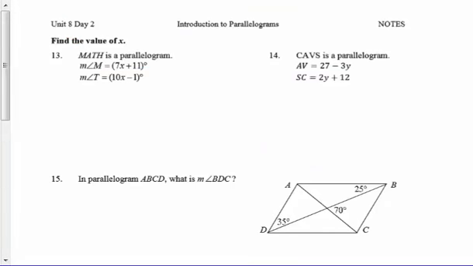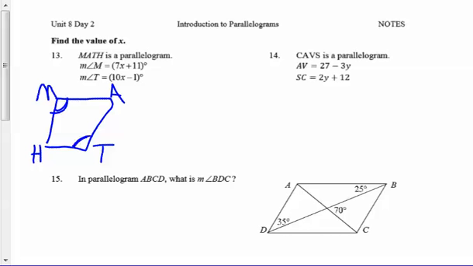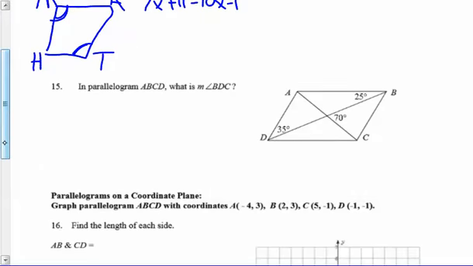So for this, you would want to draw a parallelogram, make sure you label it well. That's about all you need to do. So M and T have to be congruent. 7x plus 11 has to equal 10x minus 1. You need to be able to set that up and solve. Same thing with number 15.